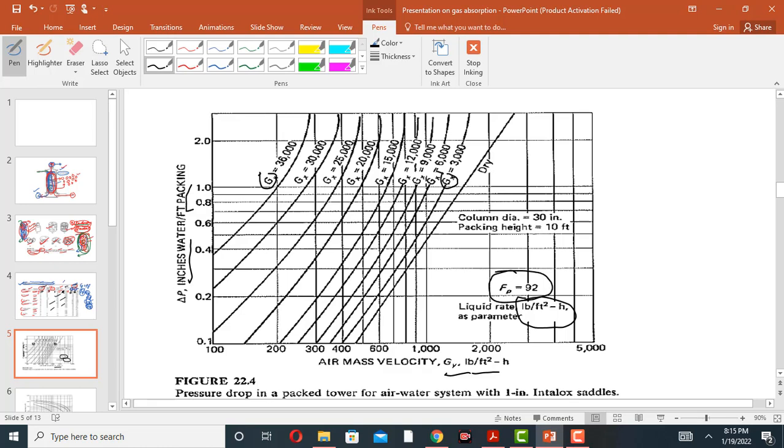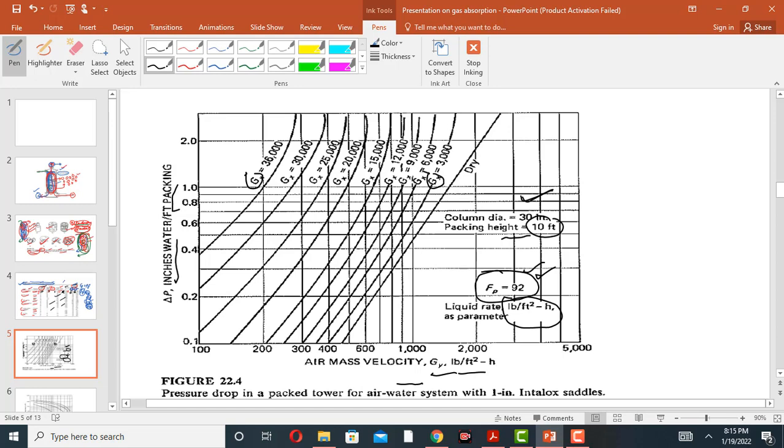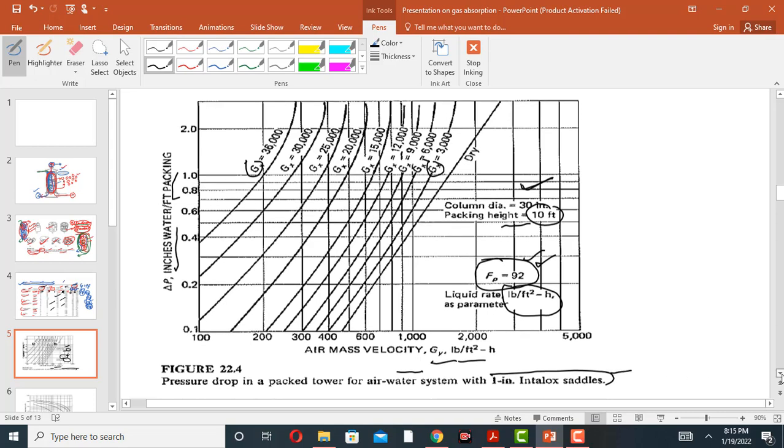The packing factor in this example is 92. The packing factor is dimensionless, there is no unit, and the column diameter is given in this data. This graph is for those columns whose diameter is 30 inch and whose packing height is 10 feet. This graph is for the air water system, and for the random packing tower in which 1 inch interlock saddle packing material is present. So when 1 inch interlock saddle is present, this graph will be used.